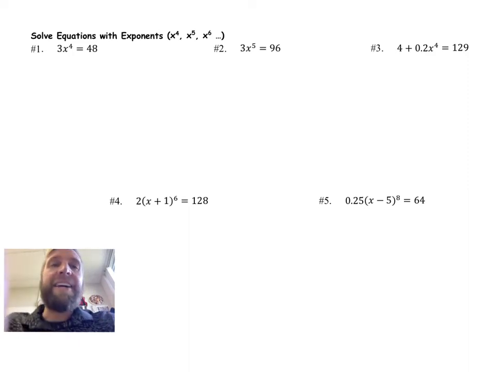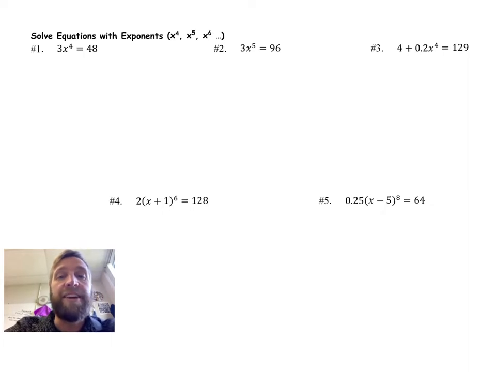What's up, everybody? So in Algebra 2, we've solved quadratics with x squared, and we've solved cubics with x cubed. And so we took the square root and we took the cube root. Today we're going to be solving some equations with exponents that are bigger than 2 and 3. So when we have problems like x to the 4th, x to the 5th, and x to the 6th.